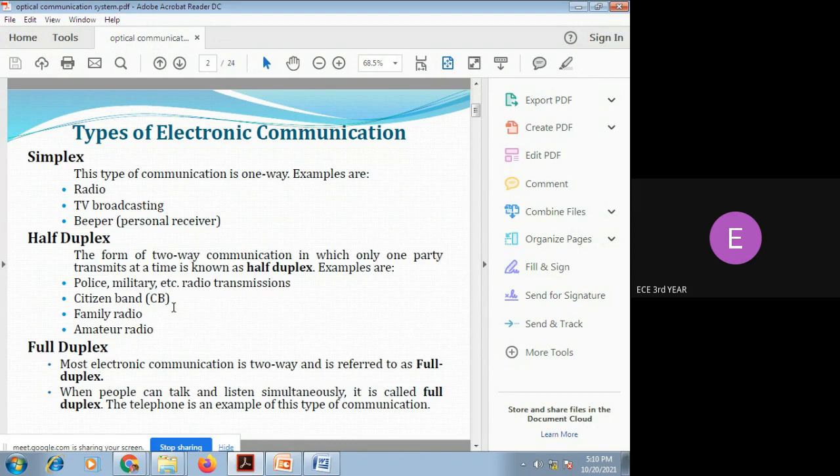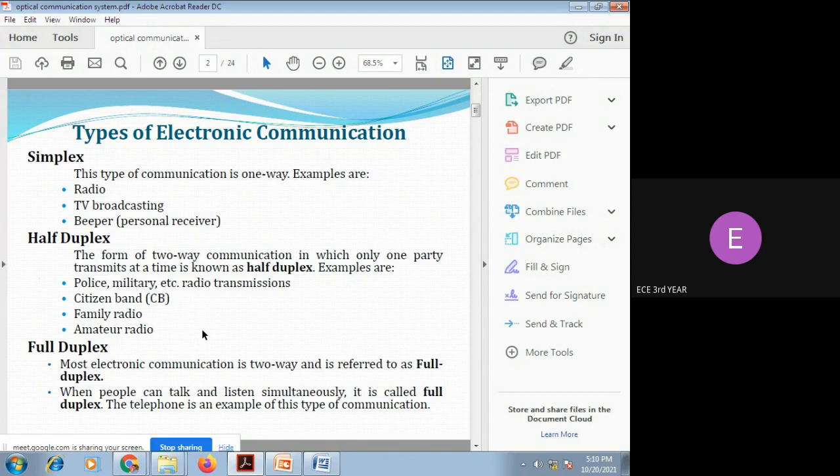Third one is full duplex communication. It is a two-way communication. That is, sending information from one place and in the same way receiving the signal from the other side. So both communications happen at the same time. Example, normal telephone communication is called a full duplex communication.